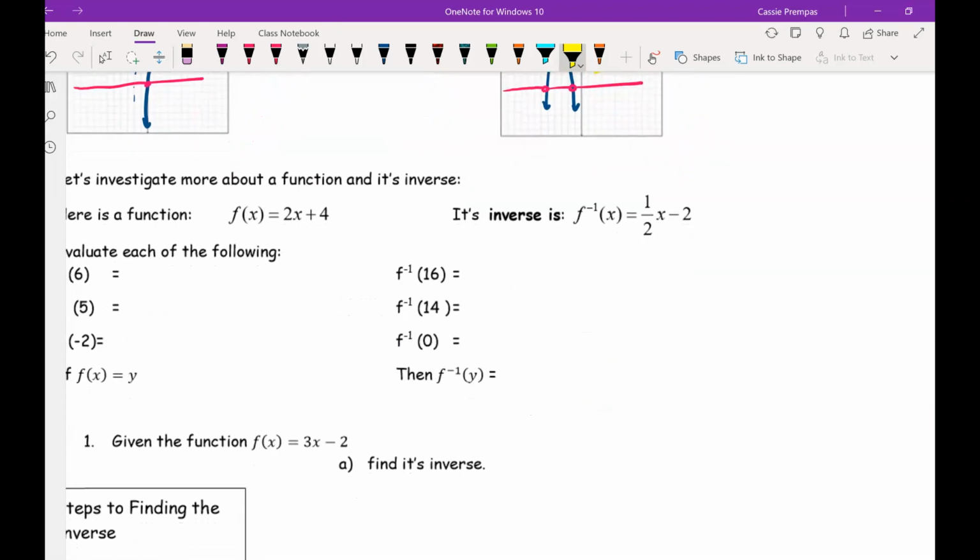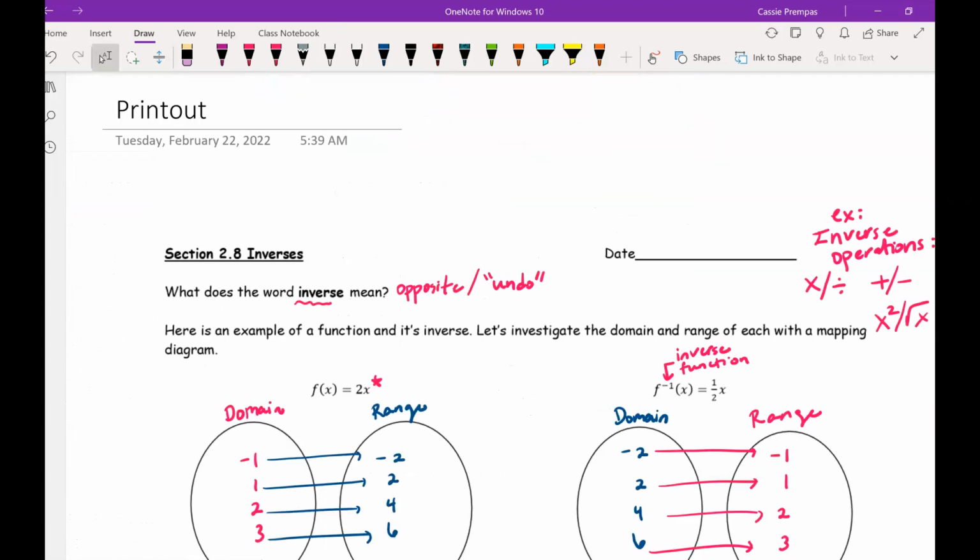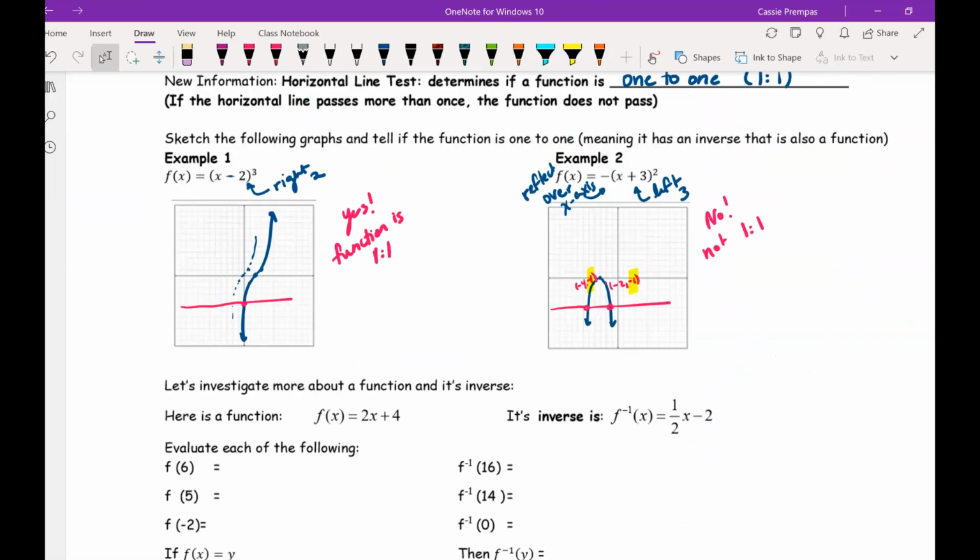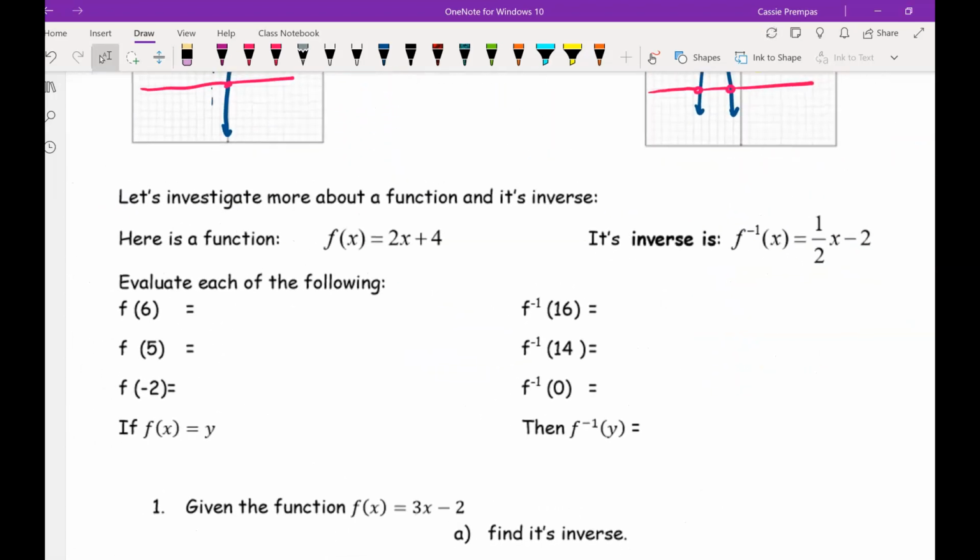All right, let's investigate inverses in a little bit more depth. Here's a function, and here's what's defined to be its inverse. Let's do some investigation. Evaluate each of the following. What would be the function at 6? Well, 2 times 6 plus 4, 12 plus 4 gives me 16. Now I want you to purposely go across. If I look at the inverse of 16, I'm going to plug in 16 for x. Half of 16 minus 2 would give me 6.